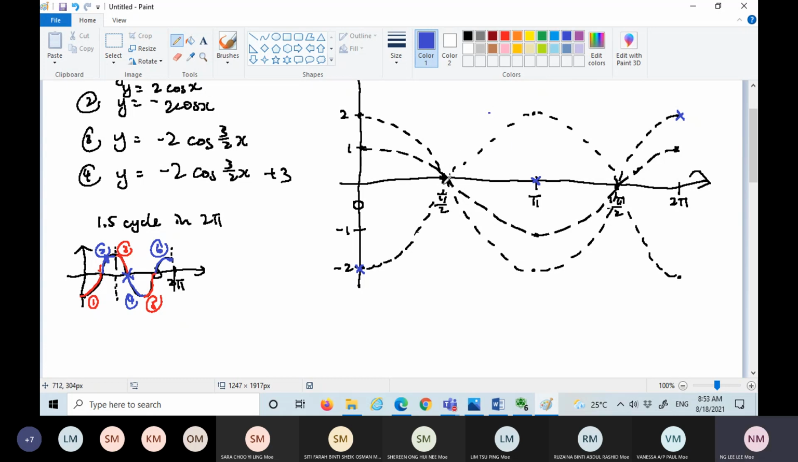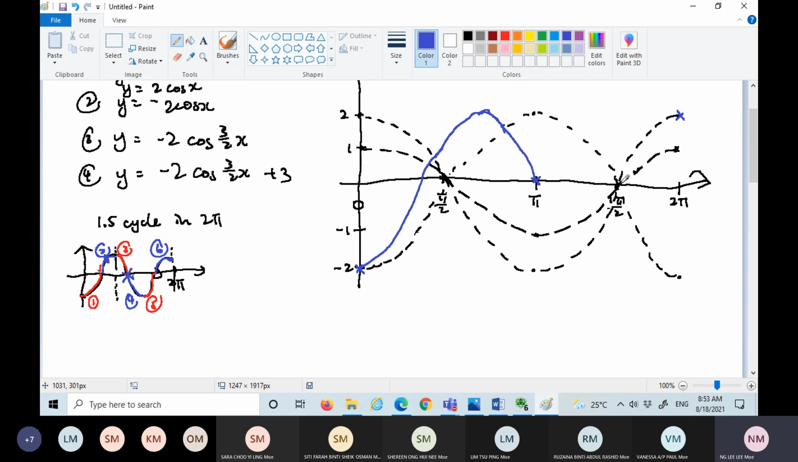So I'm going to draw this way. Maximum, and then come down to meet the 0 here. Do you see the shape? After that, down, and then go up. Down and then go up.